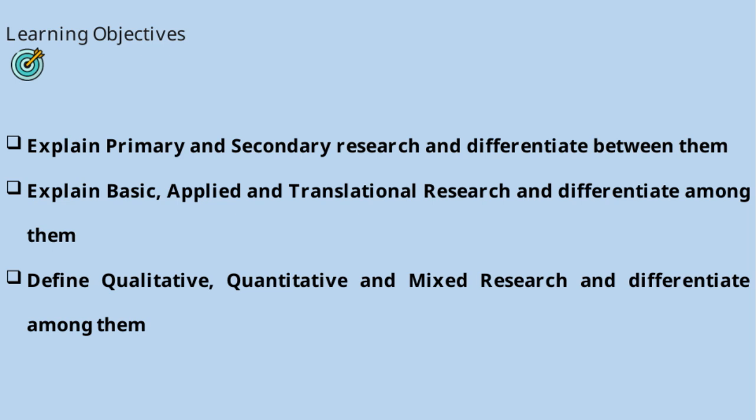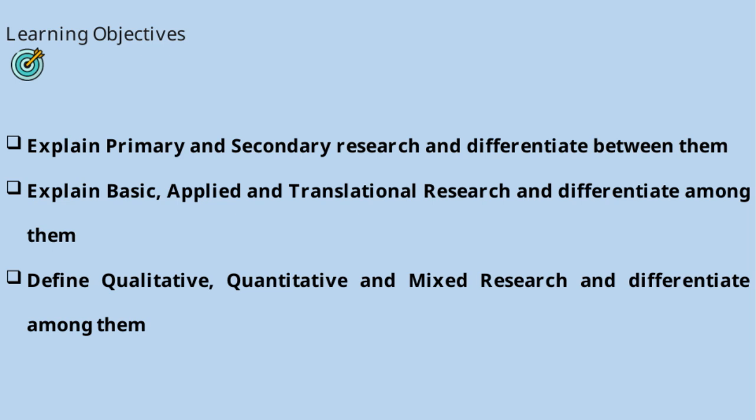Next, we'll look at basic, applied, and translational research. Basic research is about expanding knowledge without immediate practical application. Applied research focuses on solving specific real-world problems. Translational research bridges the gap, turning basic discoveries into practical solutions that can be implemented. Recognizing these types helps us see the purpose behind different studies.